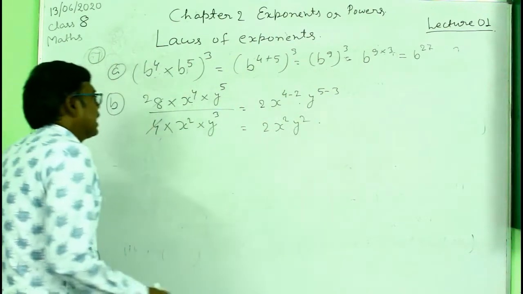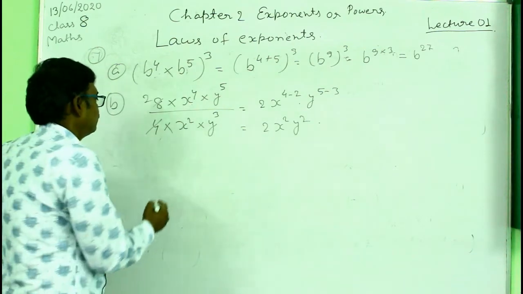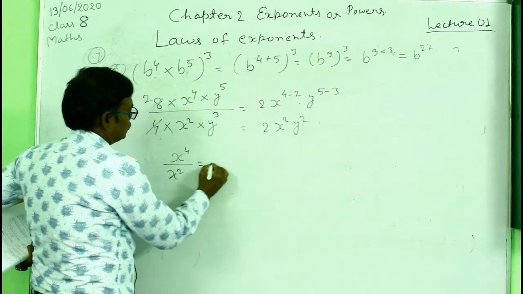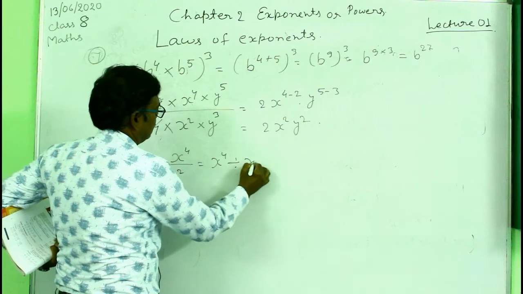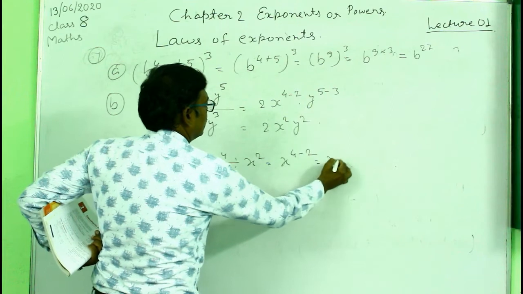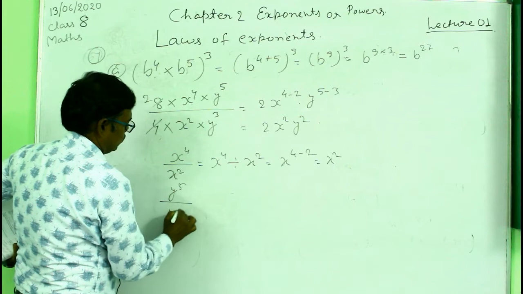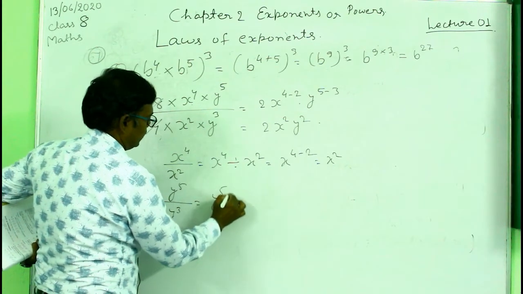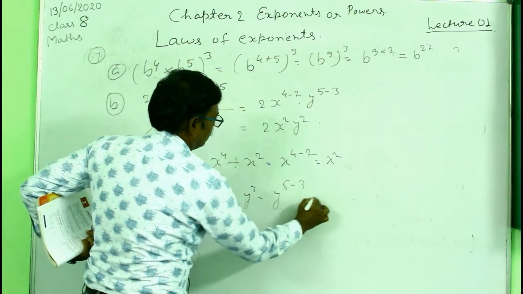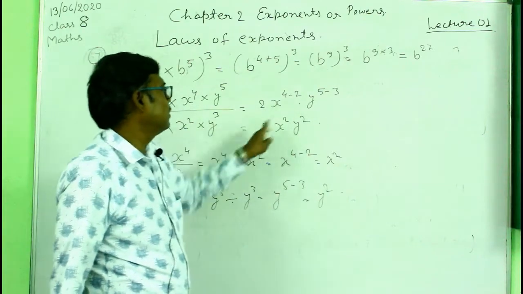This is the answer. Here you will use the formula for the division, like x4 by x square is same as x4 divided by x square, and it will be x to the power 4 minus 2 equal to x square. And similarly here y to the power 5 by y cube. So it will be y to the power 5 divided by y to the power 3 is equal to y to the power 5 minus 3 equal to y to the power 2. So that is why here you can write like this, and then you have this answer.